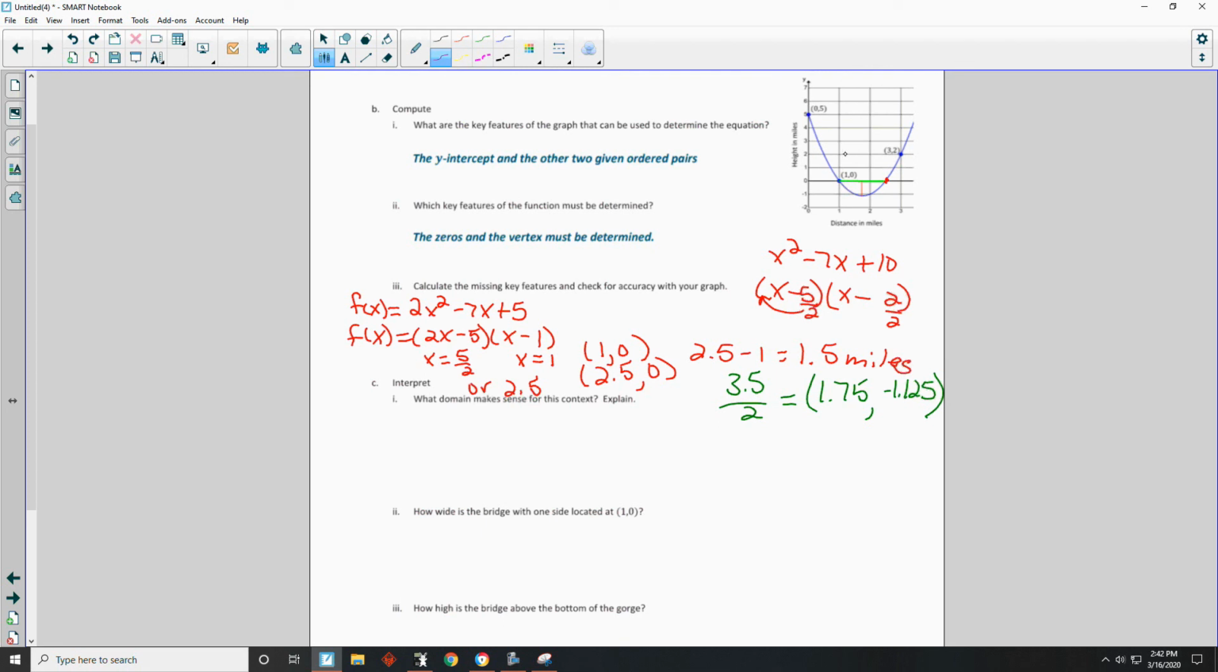Since x is a horizontal distance from this point to the other side of the gorge, which is cut off, then it makes sense to have a domain x is greater than 0. Okay, what domain makes sense for this context? X is greater than 0. Okay.